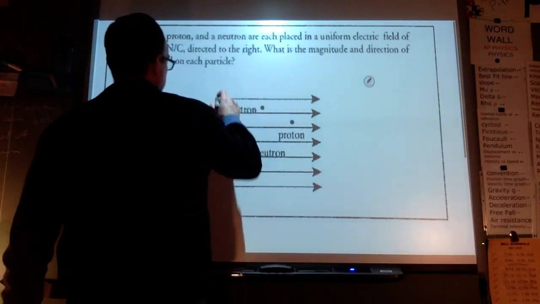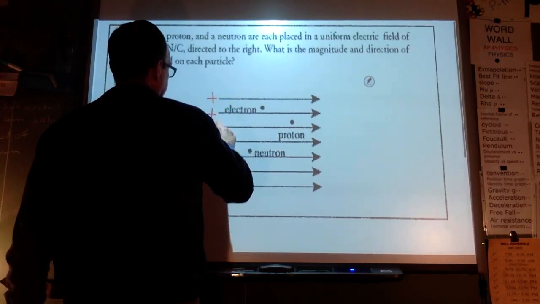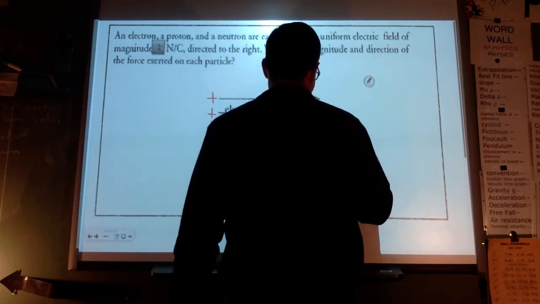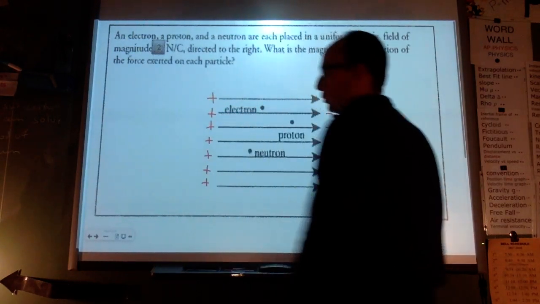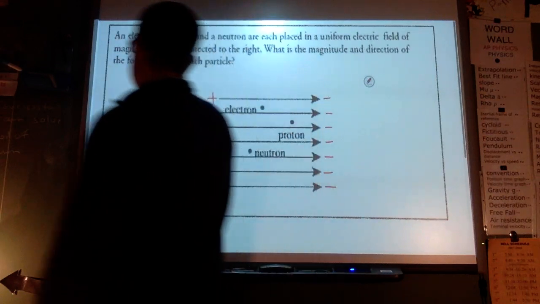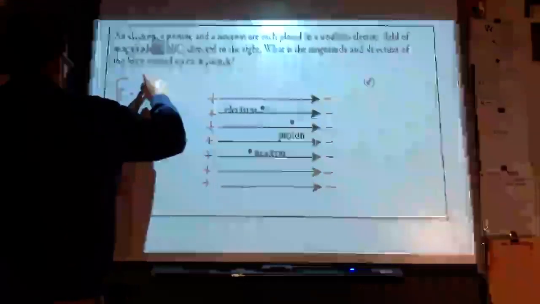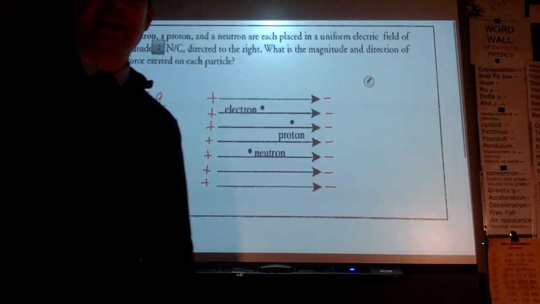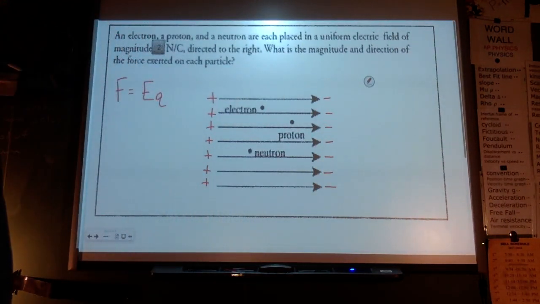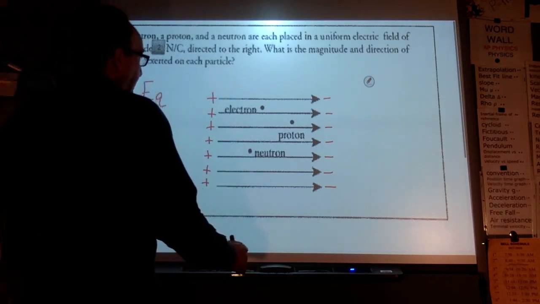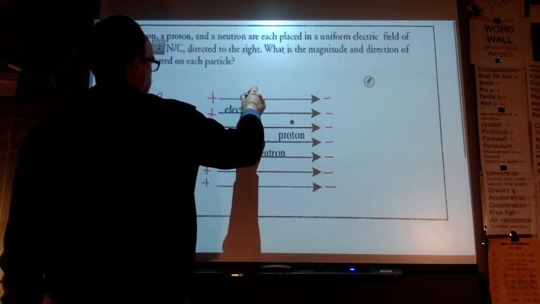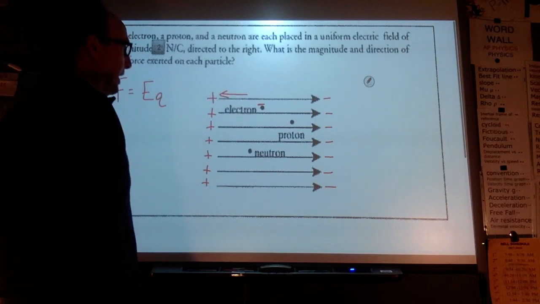So field lines go away from positive and go towards negative. Our force is equal to the electric field times the charge. So my electron is negative. It's going to be repelled from this side and attracted to that side. So it's going to go to the left.